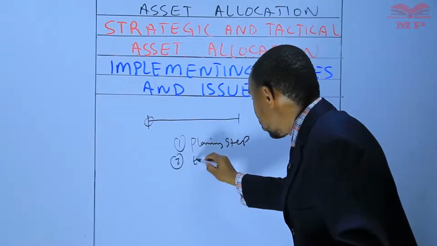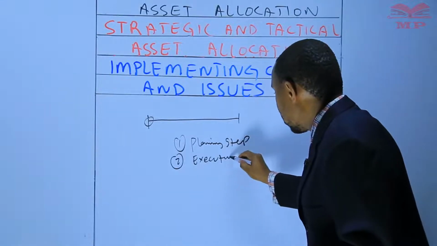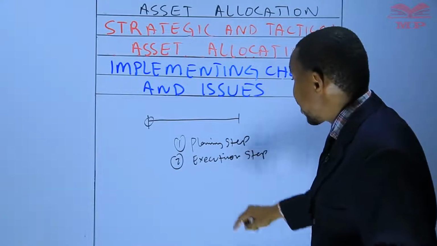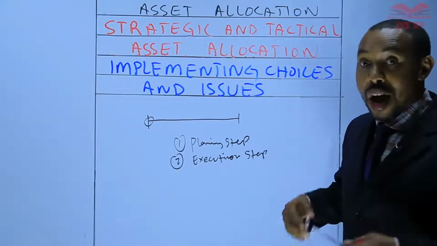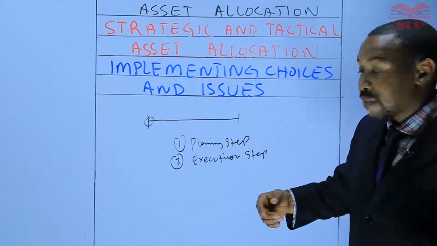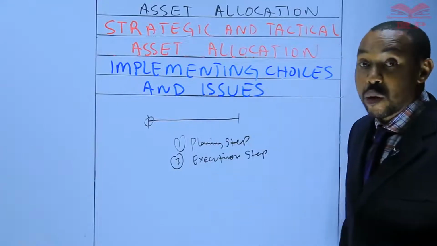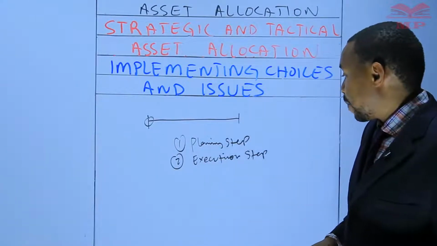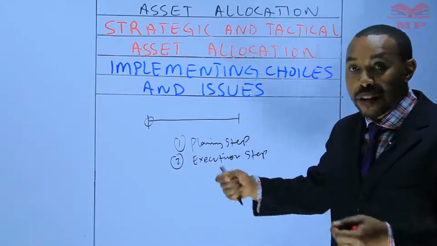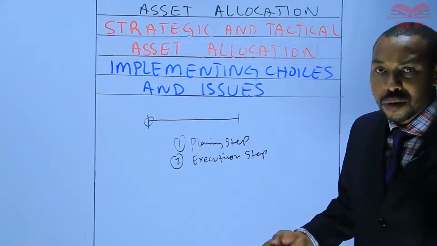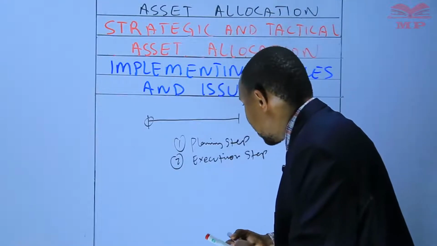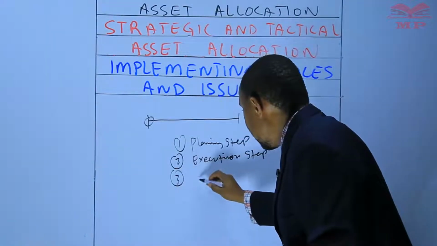Number 2, execution step. Planning step, execution step. Under the execution step, you actually invest in the asset classes which have been identified to meet the objectives of the portfolio, and which are constructed under the planning step. So execution is where you actively invest in those asset classes, stocks, bonds, and maybe cash or alternatives. The third and final step of the portfolio management process is feedback.